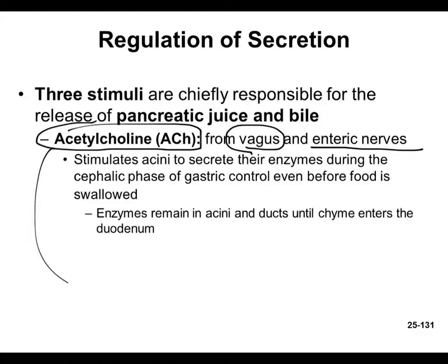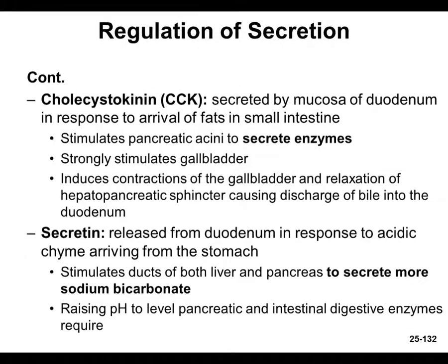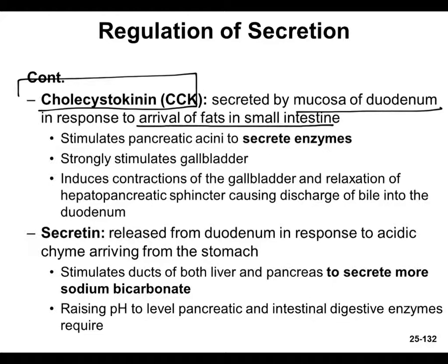So acetylcholine's one. Number two, there is a substance called CCK, and CCK is released by the mucosa of the duodenum, and this is going to be released in response to the arrival of fat. So clearly when fats come into the small intestine, you better get bile involved and get bile released. And in addition, you're going to have other enzymes released as well. So it's really going to stimulate the gallbladder to squeeze and spit out some bile.